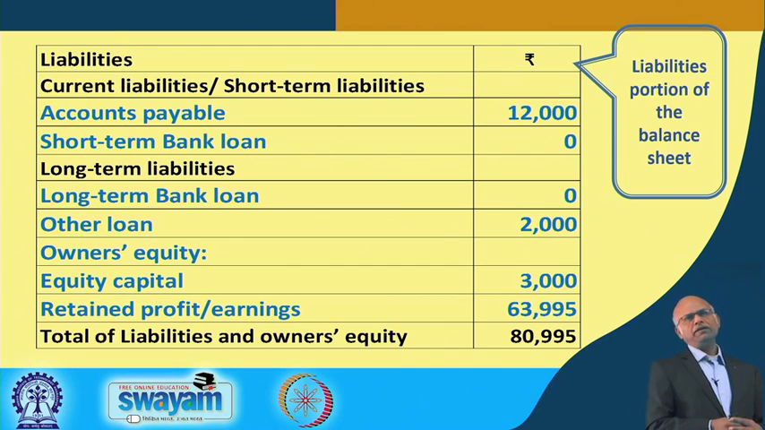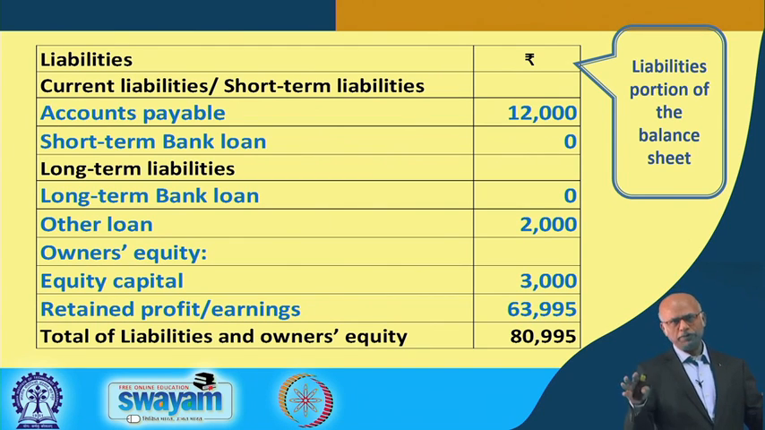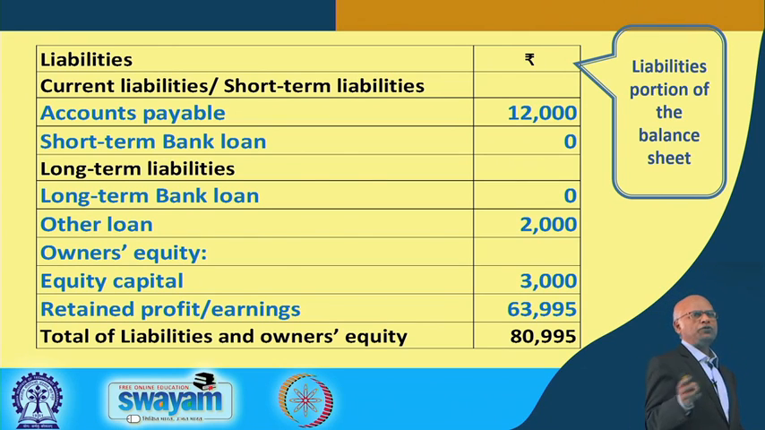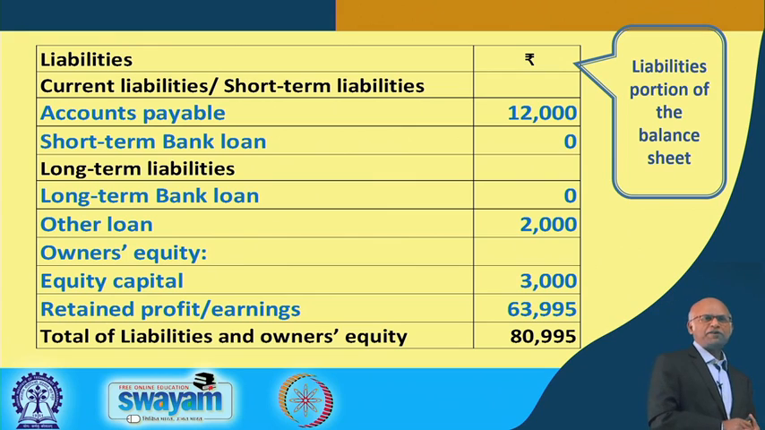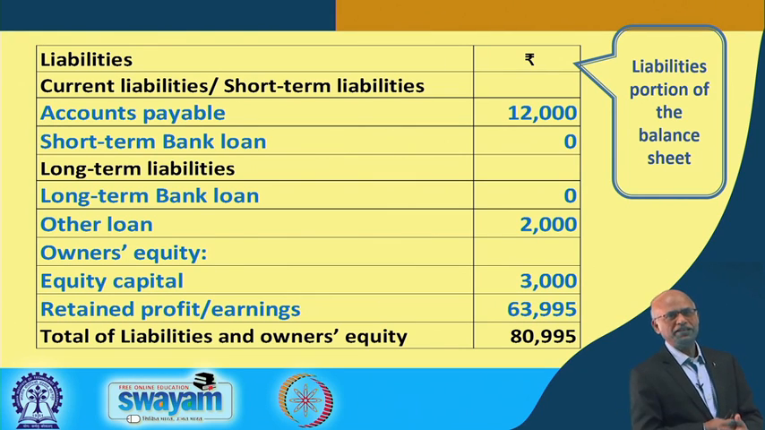So, long term bank loan is 0 because there is no bank loan. Other loan means your friend has given some money, you have repaid 2000 rupees during the period that is given in the sum. So, 2000 rupees is still outstanding, means pending to be given, that is the outstanding. Then owner's equity, you start the business with 3000 rupees, that is your equity capital, not equity. I have a habit of calling equity, but it is equity capital.